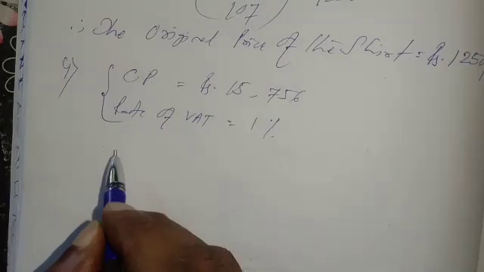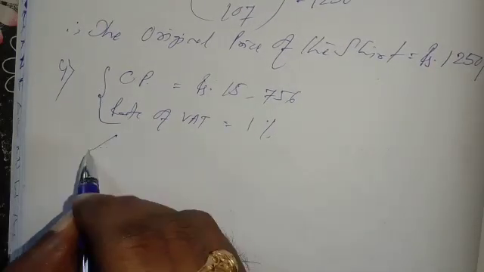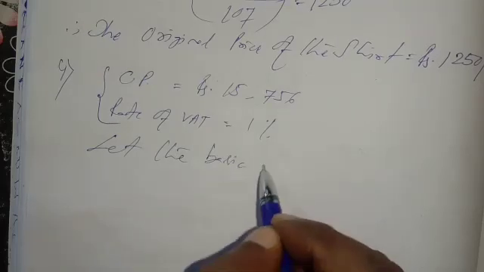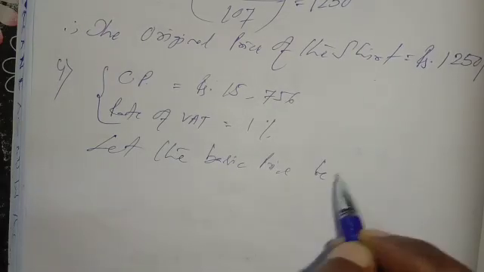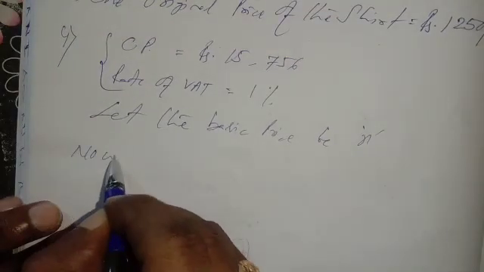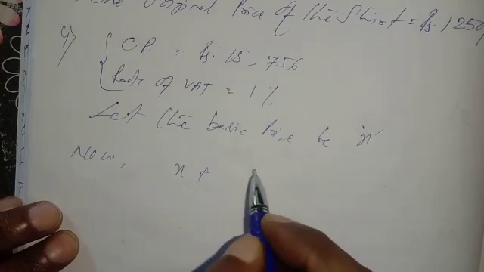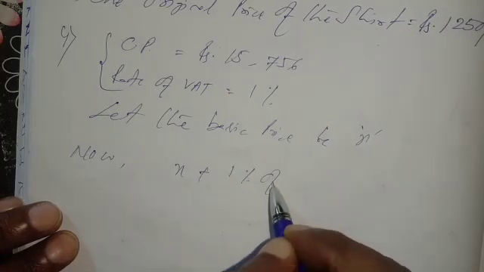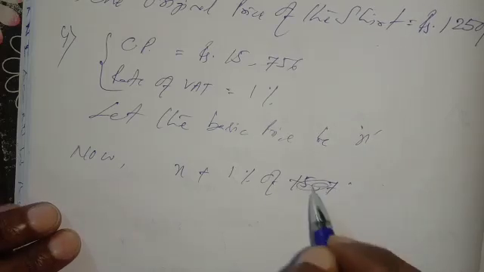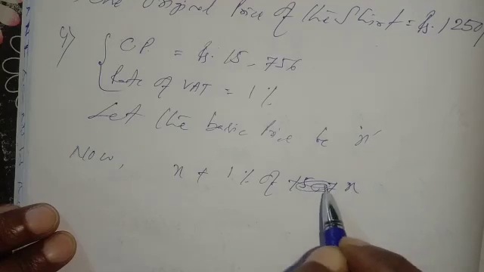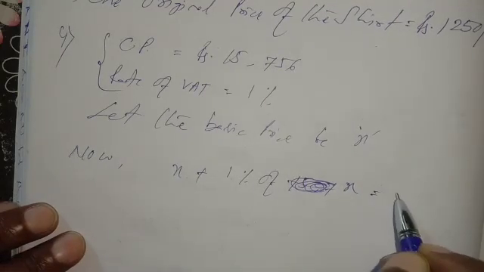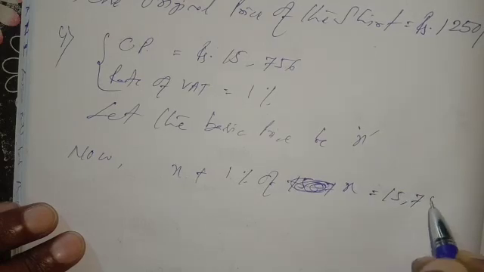So let the basic price or original price be X for 10 gram gold. So now the basic price X plus VAT will be 1% of X actually. Basic price I have taken X, na? X plus 1% of X equal to 15,756.